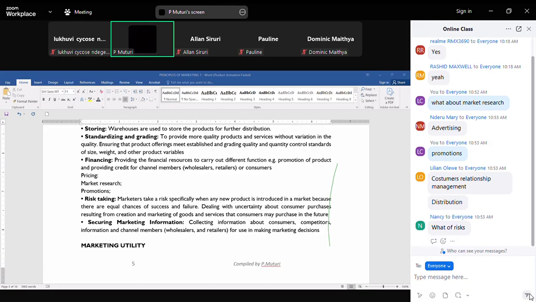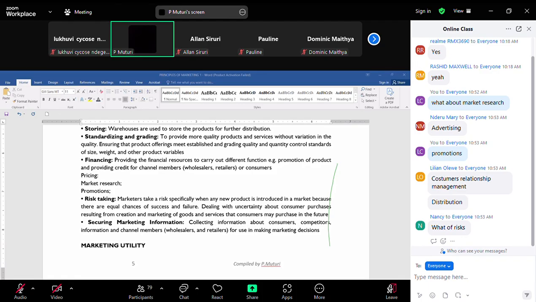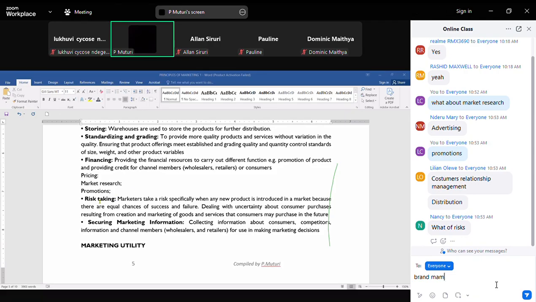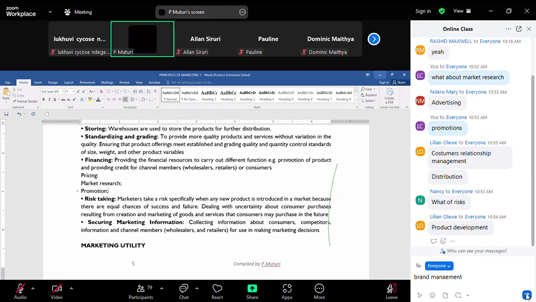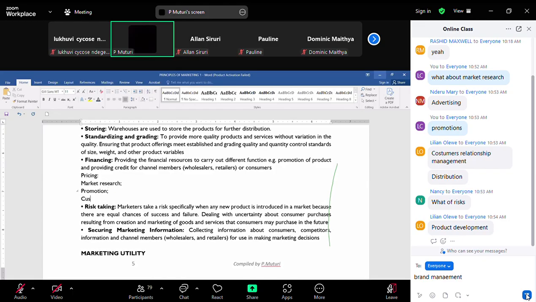Yeah, risks. We had talked about risk taking. I think there was something about risk. We already had mentioned that. Customer relationship management. Yes. Yeah, risk taking is there. So here in promotion, you'll have all those activities involved in promotion. So there you have advertising and all the others. I've seen also customer relationship management.